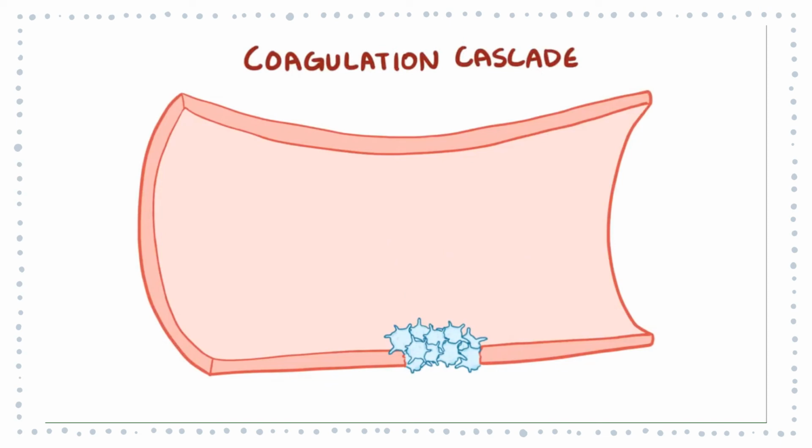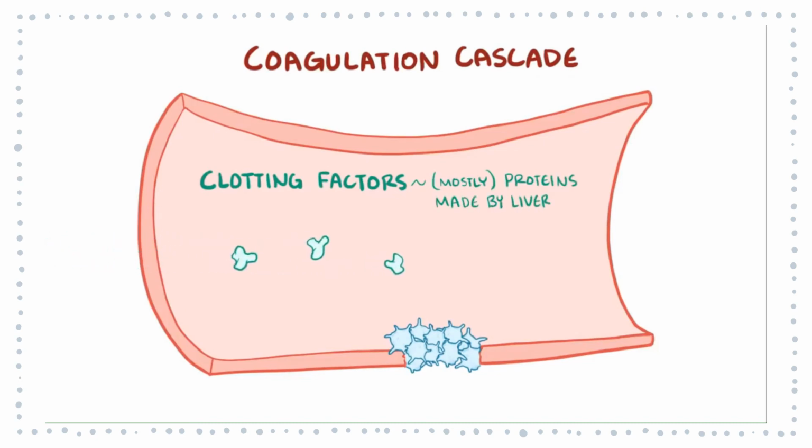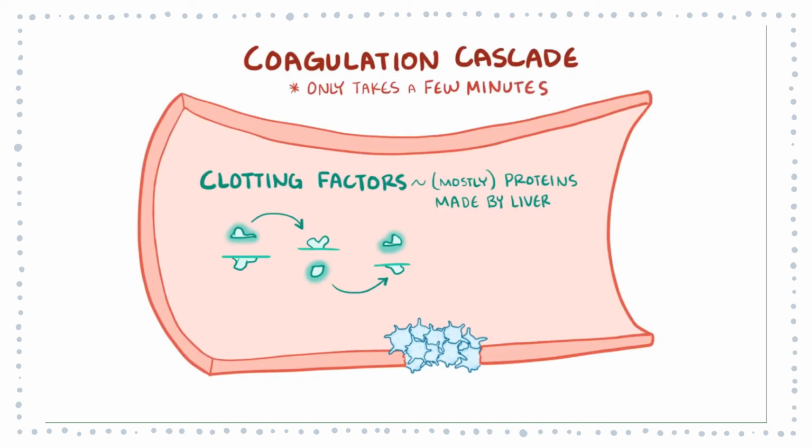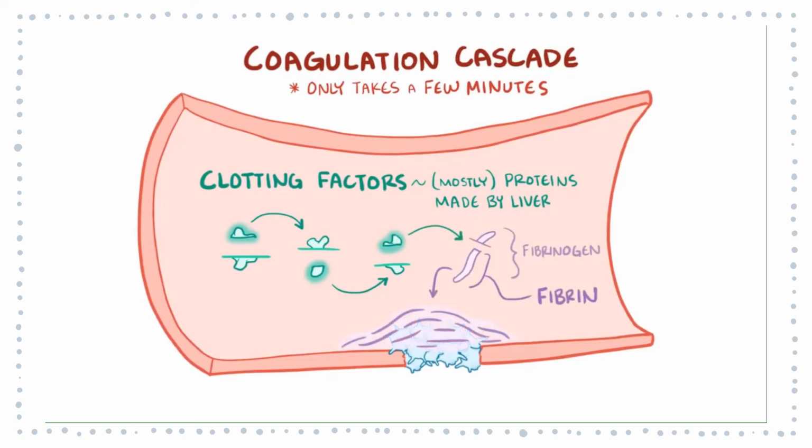First off, in the blood, there's a set of clotting factors, most of which are proteins synthesized by the liver, and usually these are inactive and just floating around in the blood. The coagulation cascade starts when one of these proteins gets proteolytically cleaved. This active protein then proteolytically cleaves and activates the next clotting factor, and so on. This cascade has a huge degree of amplification and takes only a few minutes from injury to clot formation. The final step is activation of the protein fibrinogen to fibrin, which deposits and polymerizes to form a mesh around the platelets.